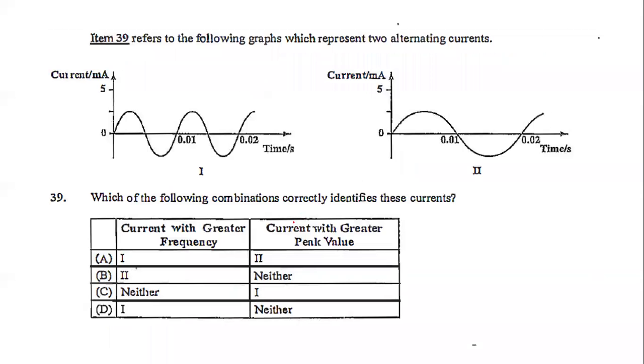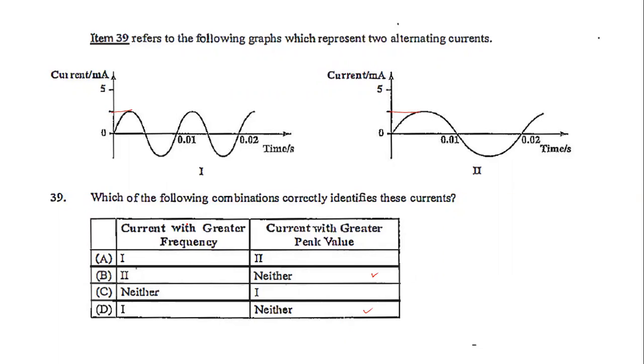So question 40 now simply asks us a comparison of the graphs 1 and 2 in terms of frequency and in terms of their peak value. So they just talk about peak value. So if you notice here, let's look at the peak value one time. Both of them have the same peak value. So we can say that it is either B or D.